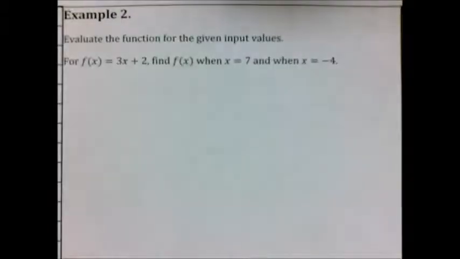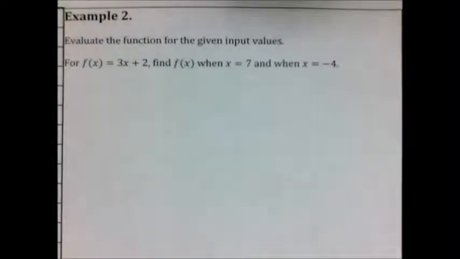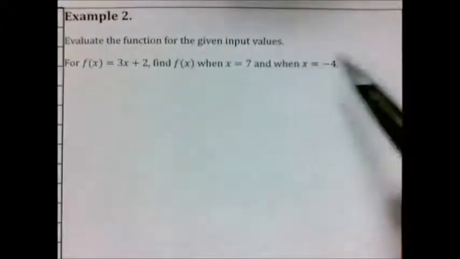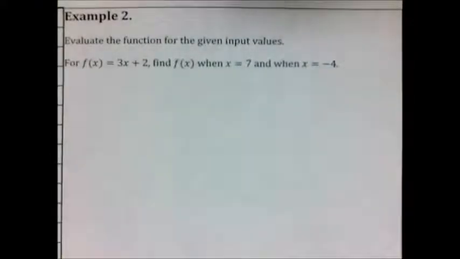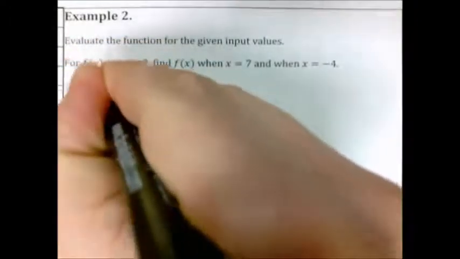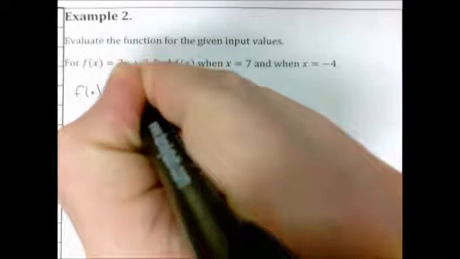All right, example 2 works on actually evaluating functions given input values. Okay, so it says for f of x is equal to 3x plus 2, find f of x when x is equal to 7 and when x is equal to negative 4. So we're going to need to solve this a couple of times, but I'm going to first write out our function again. F of x equals 3x plus 2.